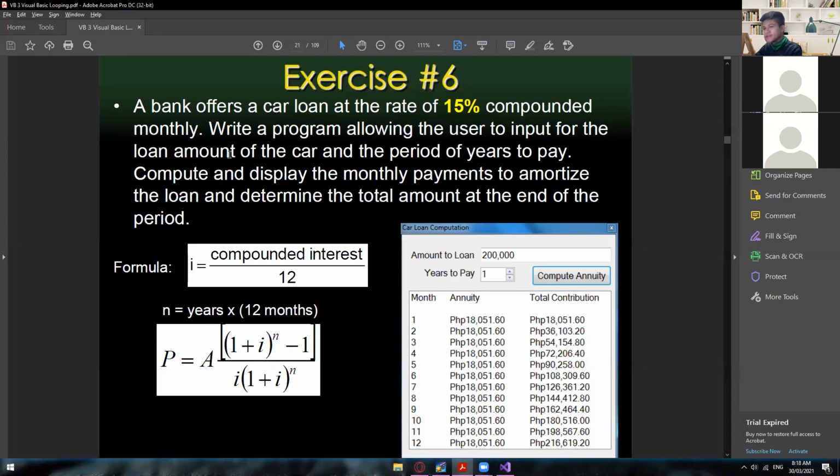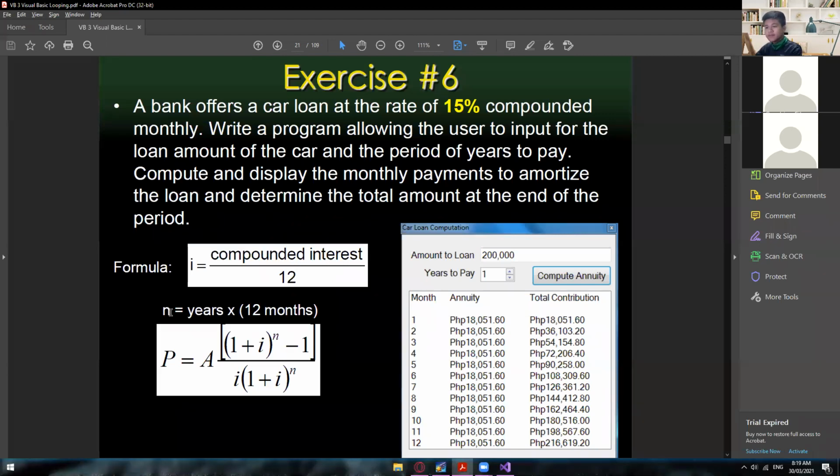All right, so it says here a bank offers a car loan at the rate of 15% compounded monthly. Write a program allowing the user to input the loan amount of the car and period of years to pay. Compute and display the monthly payments to amortize the loan and determine the total amount at the end of the period. So we have this formula for the interest. So we have the compounded interest divided by 12. So you have to divide it by 12 because you're going to pay it monthly. Okay. So here's the monthly interest.